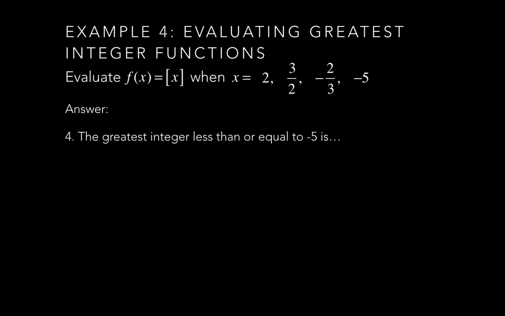All right, what is the greatest integer less than or equal to -5? Well, ladies and gentlemen, -5 is an integer, so it's -5. This is kind of a fun function to work with.